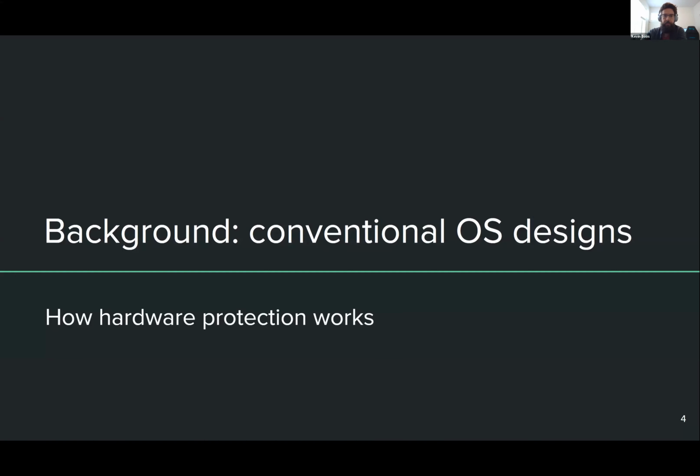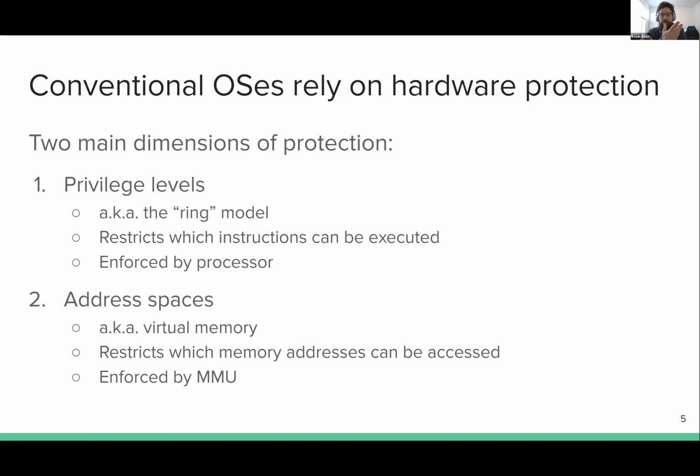All right. So in conventional systems, like Linux or Windows, they typically use hardware protection. And there are two dimensions of protection. Both of these are spatial, right? So the first is privilege levels, which is known as the ring model. This is basically saying if you're in a certain ring, at a certain level of privilege, you can only execute these instructions, right? And this is enforced by the processor. And then the other dimension is address spaces, which is sometimes referred to as virtual memory. They're basically the same thing. This effectively says there's a restriction on which addresses you're allowed to access. And this is enforced by the memory management unit.